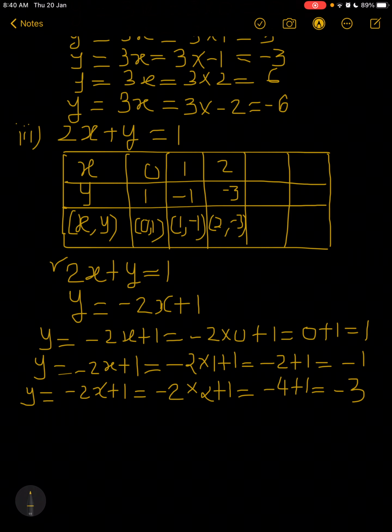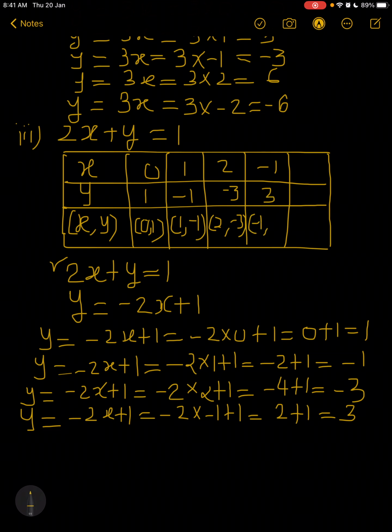Okay, now let us try the fourth. Minus 2x plus 1. I have taken two positive numbers, 1 and 2. Now I will take one negative number, minus 1. Let us write minus 1 here plus 1. 2 ones are 2, but 2 minus in the multiplication becomes plus. 2 plus 1, 3. So here I write x number minus 1 and y number 3. Minus 1 comma 3.